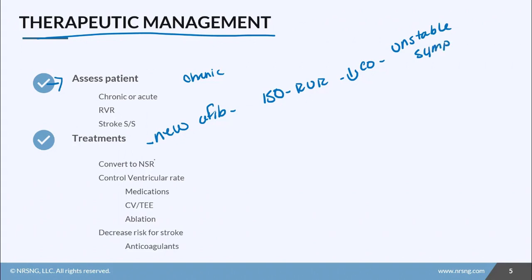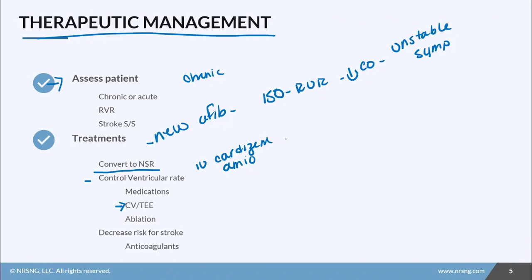So I got to take action immediately and try to convert them back into a normal sinus rhythm. Priorities are to control the ventricular rate. Usually we put them on beta blockers or calcium channel blockers. In the hospital, we start them on a cardizem drip or amiodarone drip. This helps try to convert the heart rate or slow it down tremendously, so that, again, the heart rate is controlled. If this doesn't work, we got to do a cardioversion.